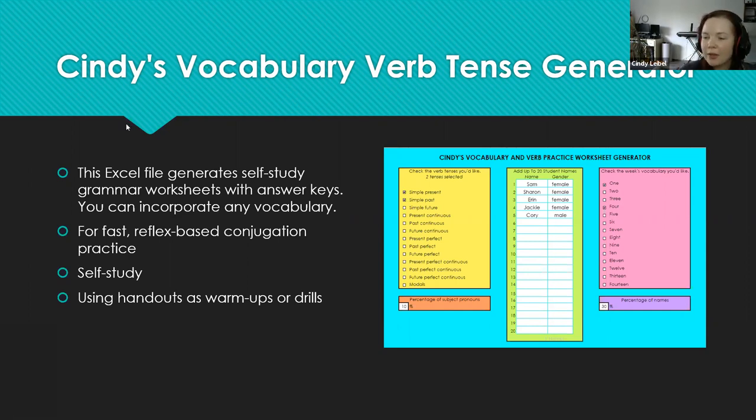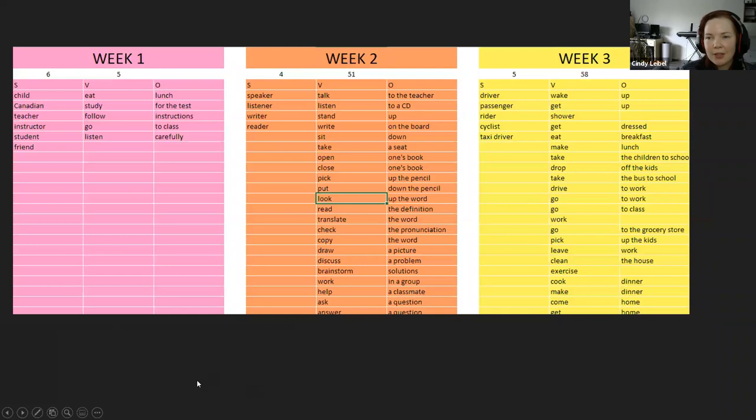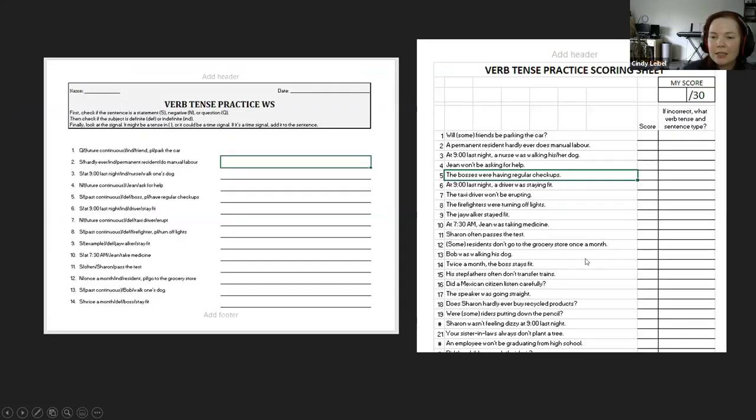I'll send you a link with how to download that in a bit, but I do like this one better on paper, but you can send it to students as a resource for them to print out. So you type in the vocabulary you want to use, and then these are the types of worksheets it spits out. Again, the answer keys, I think, are very important, so students can self-correct.